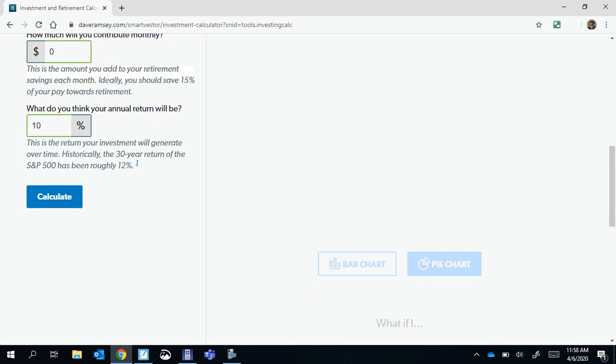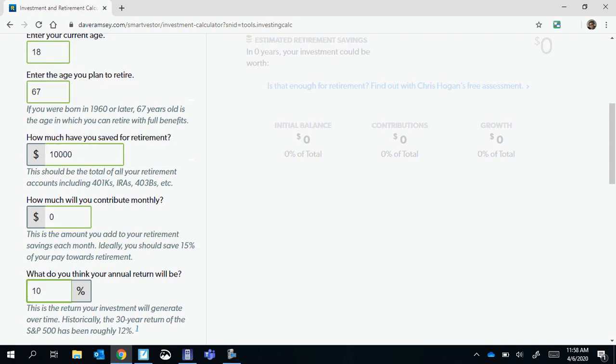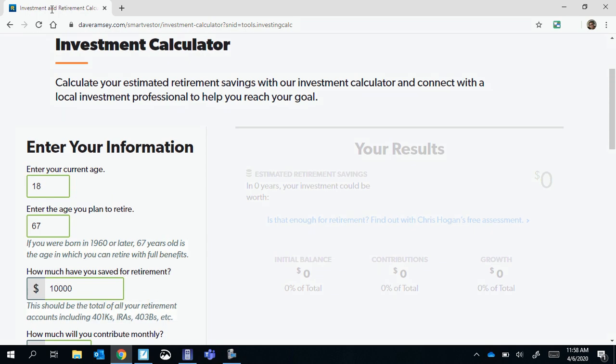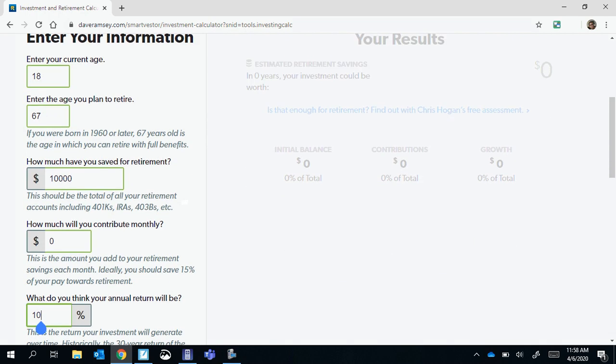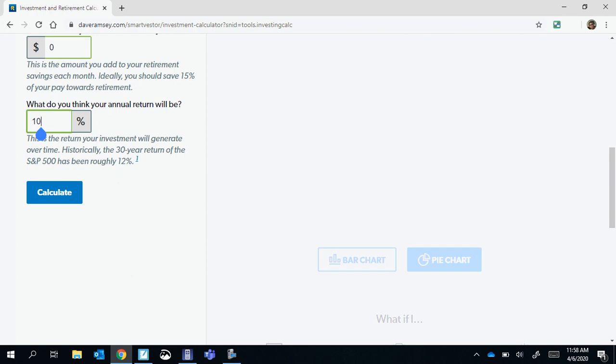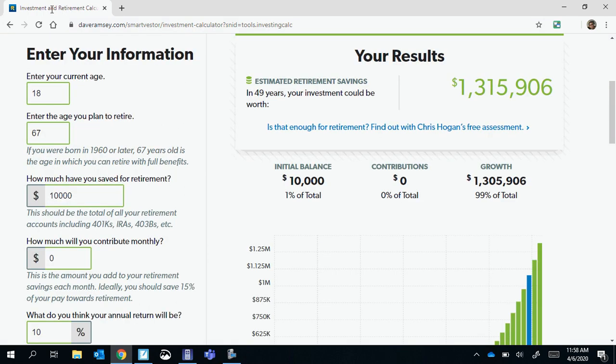And then for any 30-year period, historically, it's always gained about 12%. We're going to go a little bit more modest. I typed in 10% there. But just to show you how much time can impact this, from age 18 to 67, that $10,000 would actually become over $1 million.